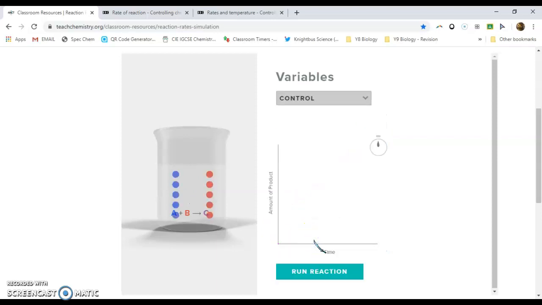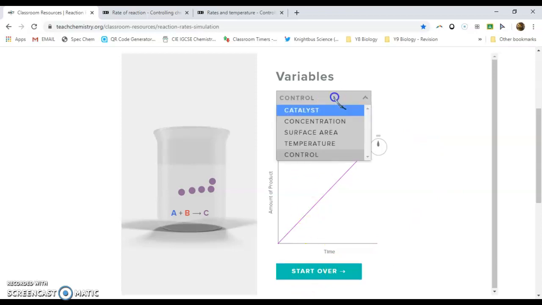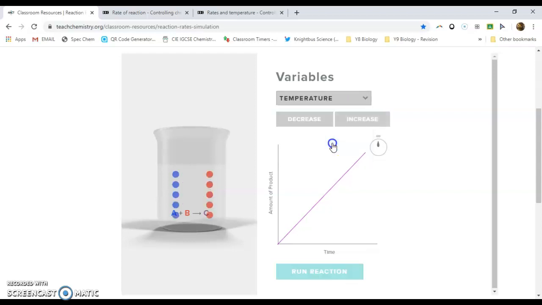Now what I'd like you to do is select the variables. So what you have done is run a reaction for something that we want to compare, but we want to have something to compare against. So we're going to press run reaction again. You see exactly the same chemical reaction taking place. You can see the time is flowing, time's ticking, okay? And what I'd like you then to do is click on control, and it's a drop down menu. I'd like you to click on temperature. Now you have 2 choices.